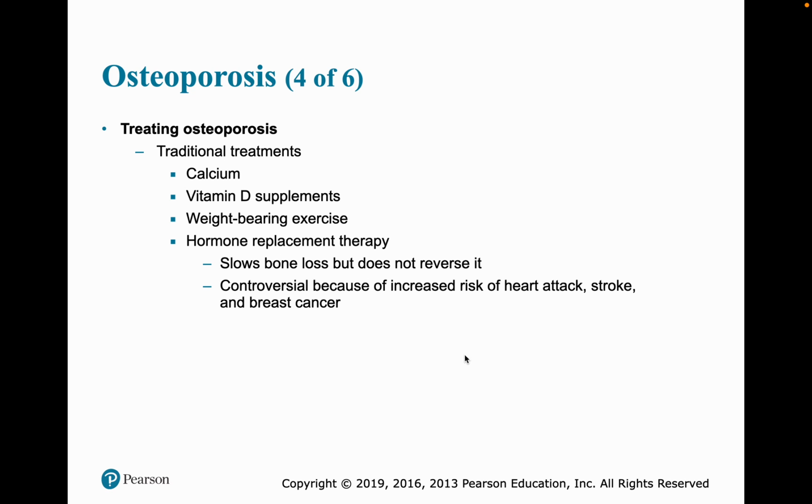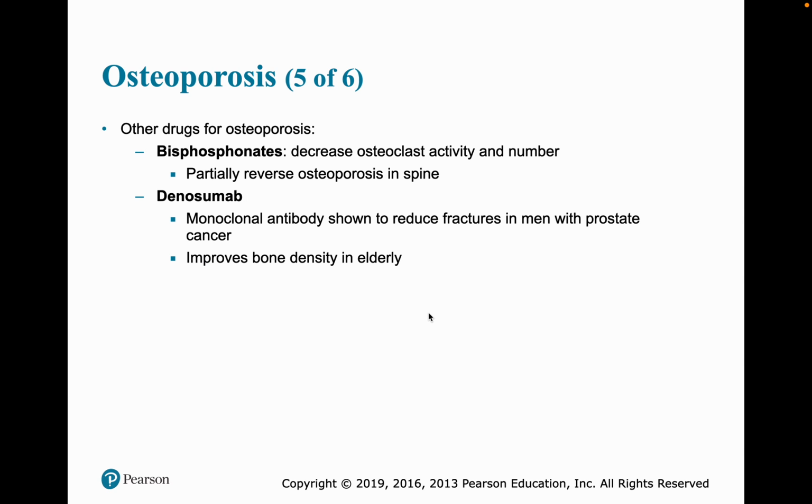Osteoporosis is treated with calcium and vitamin D supplements. Remember, we need vitamin D to absorb calcium. Weight-bearing exercise and hormone replacement therapy will slow bone loss but don't reverse it. And again, we have risks associated with hormone replacement. There are some drugs. Bisphosphonates decrease osteoclast activity and the number of them. They can partially reverse osteoporosis in the spine.